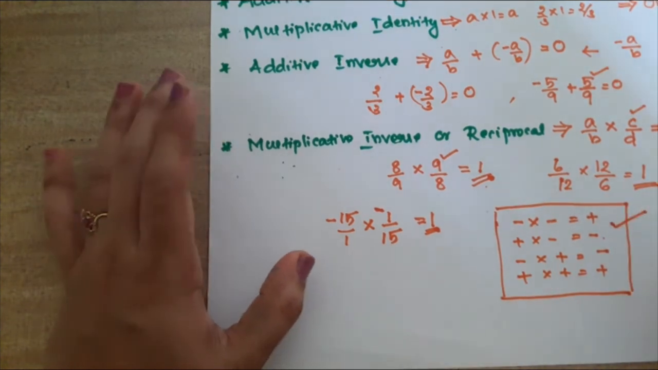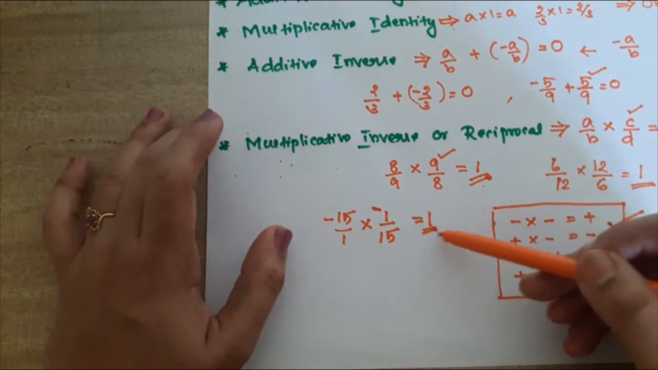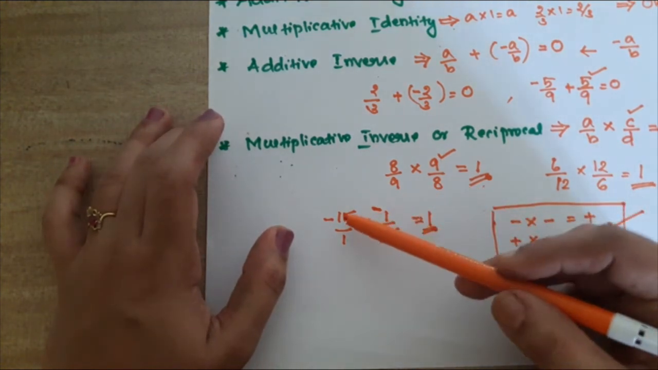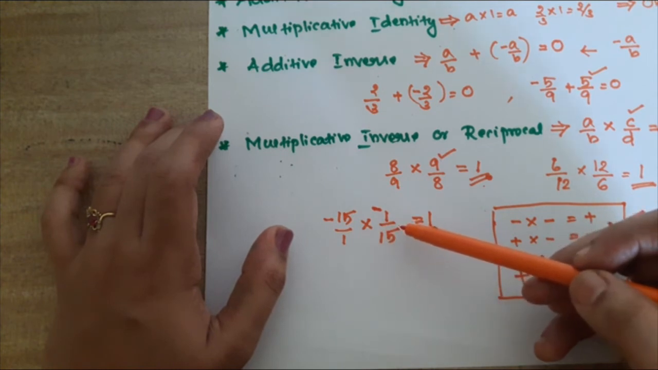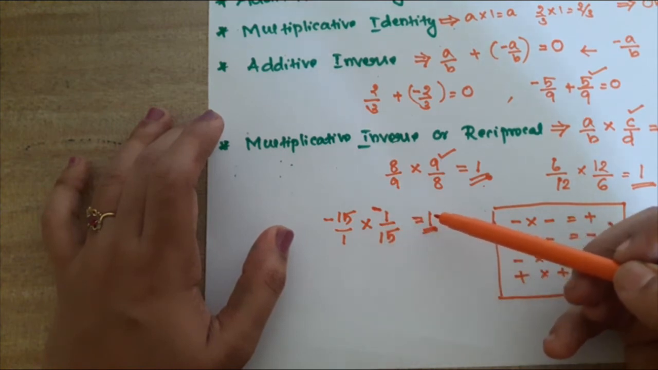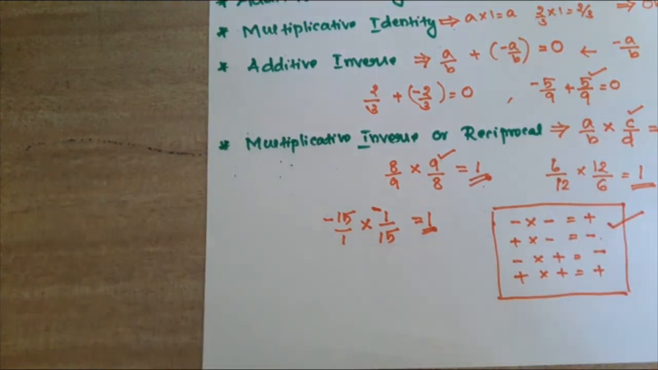Okay, this is called the multiplicative inverse. Always remember, you should get the answer as 1. If there is a negative sign or something like that, you should do it according to the sign. The result always should be positive. That is the only thing.